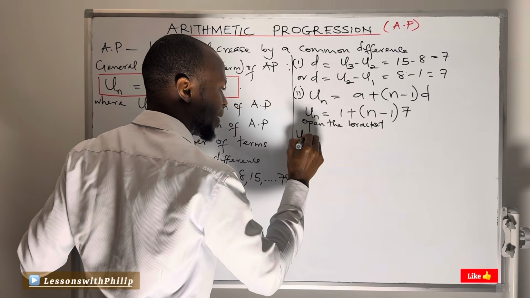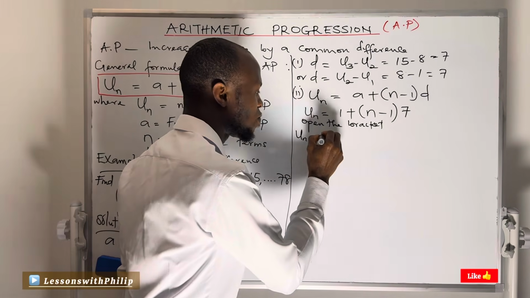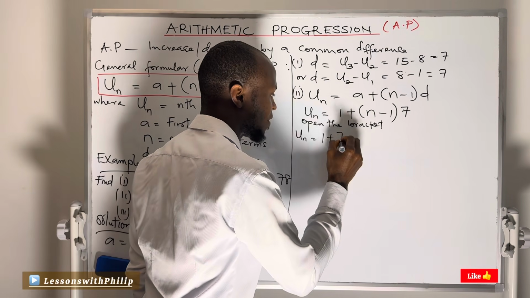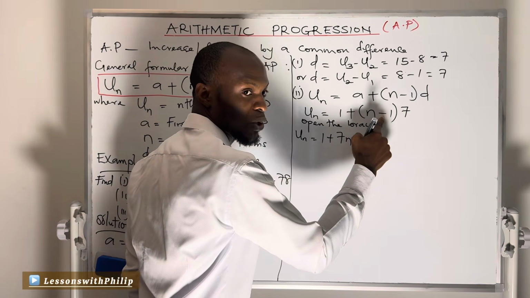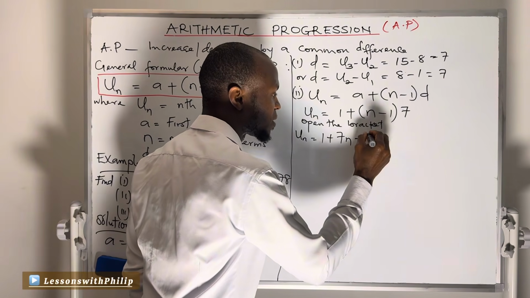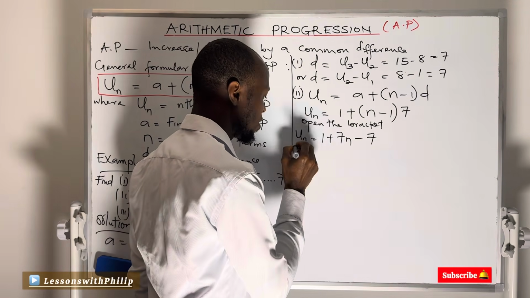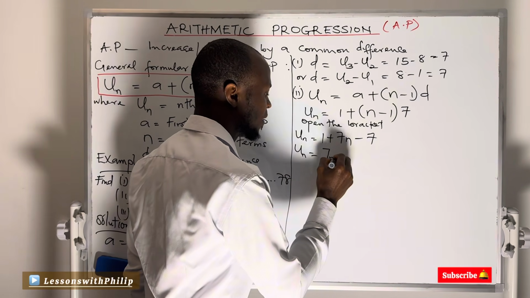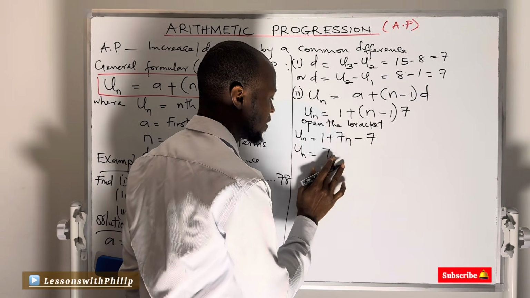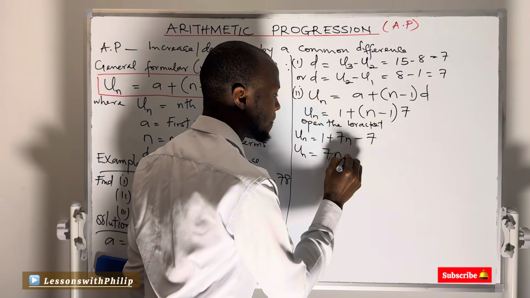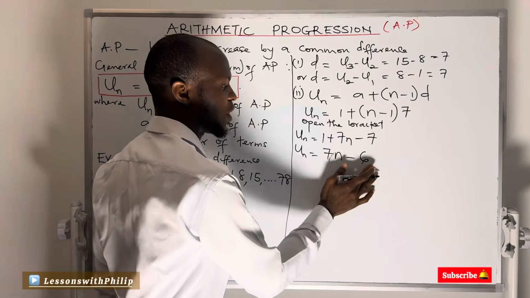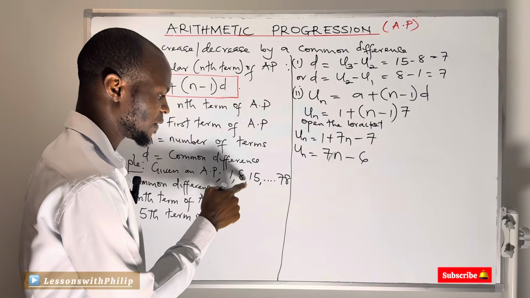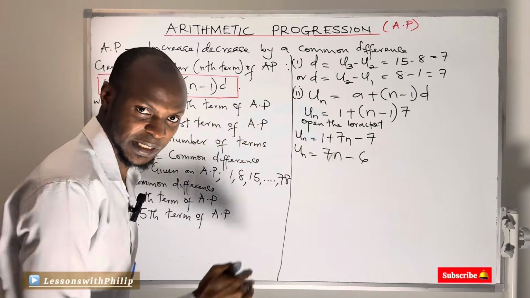So I have my u_n equals 1 multiplied by n, plus 7n. 1 multiplied by minus 1 will give me minus 7. If I collect like terms, my nth term will now be equal to 7n minus 6. This is the general nth term for the sequence 1, 8, 15, and so on and so forth.